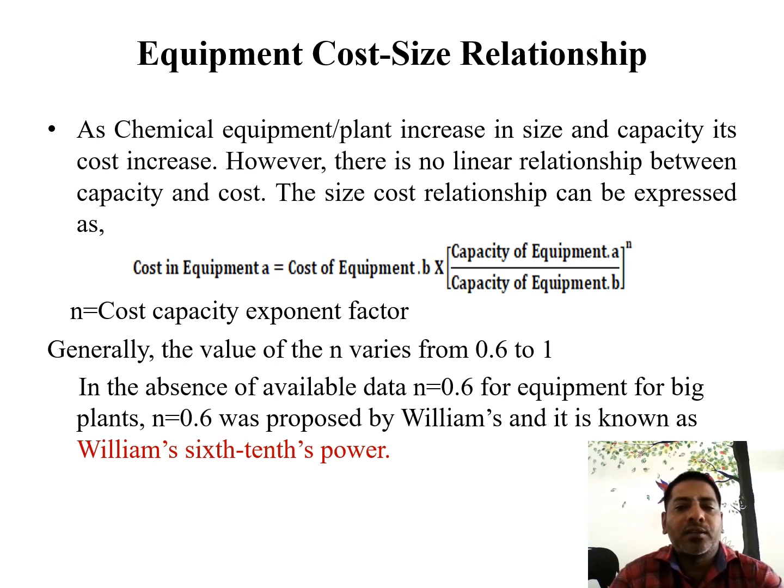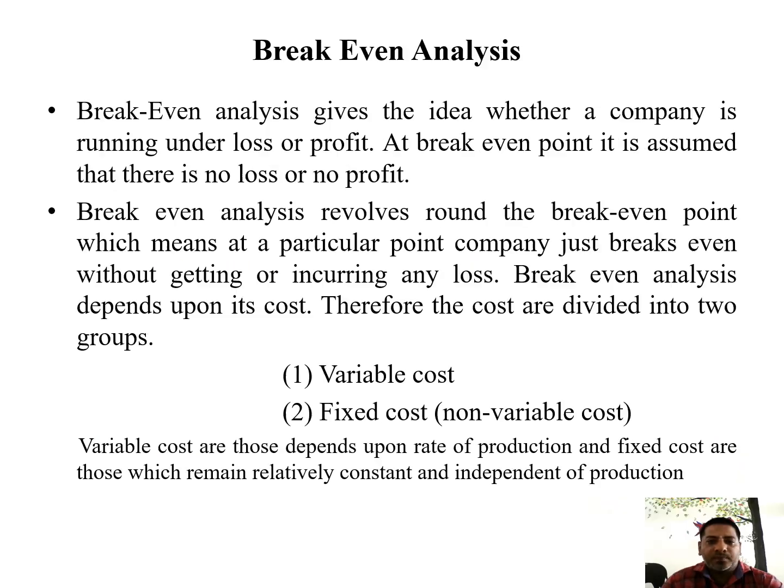The size-cost relation can be expressed as: cost of equipment A equals cost of equipment B times the capacity of equipment A divided by the capacity of equipment B, all raised to the power n, where n is the cost-capacity exponential factor. Generally, the value of n varies from 0.6 to 1. In the absence of data, n equals 0.6 for equipment in big plants, as proposed by Williams, and it is known as Williams' six-tenths power rule.